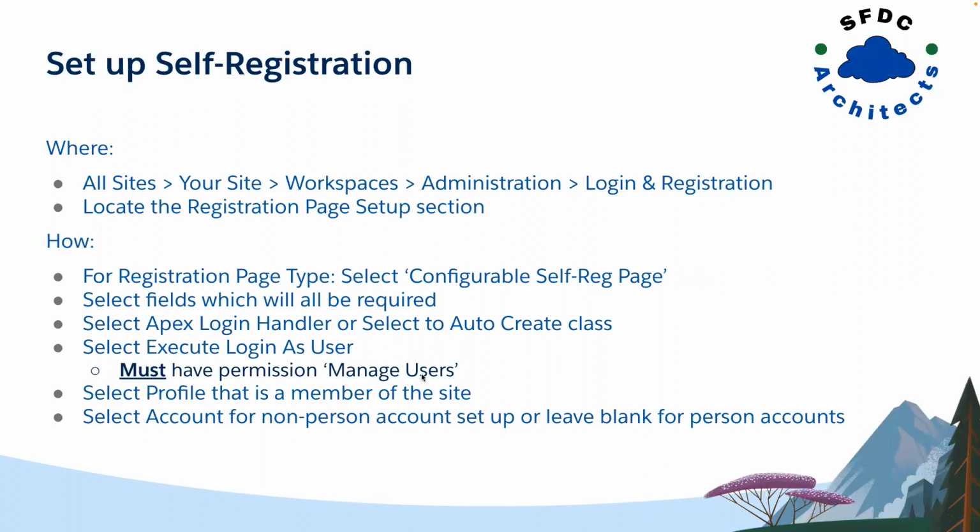After you've done that, you're going to set up self-registration, and it's in the same place. It's under administration, login, and registration. A little bit lower on the page, and I'll show it to you in a little bit. You are going to look at the registration page, and then here, the way that the Trailhead module has you do it is you can do your configurable self-registration page, select the fields that you want to request from the user, and they encourage you to leave it really light. So do first name and email or phone number, and then create your Apex class, your login user, and then also select the profile and the account that is going to be tied to all this.